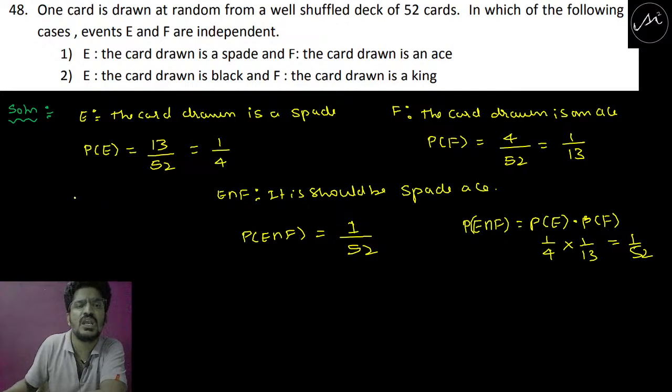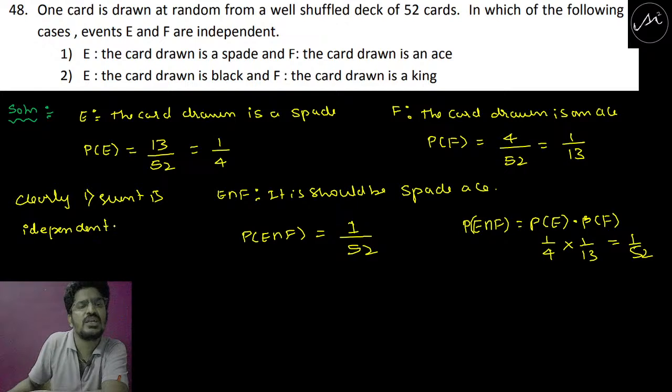So clearly, the first pair of events E and F is independent. Okay, go for the second one. In the second one, what are they telling? I will solve it here only.